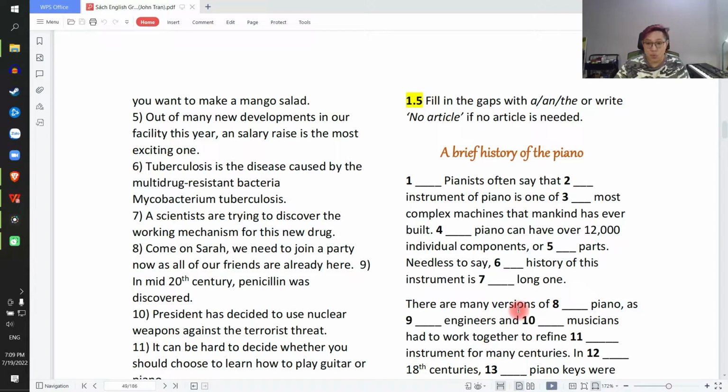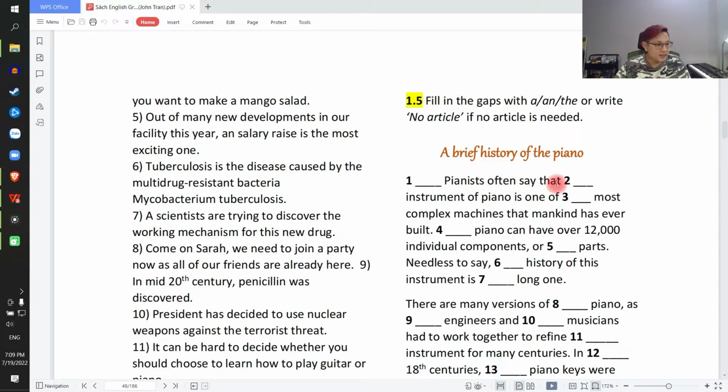Okay, so number 1, it's no article because we want to talk about pianists in general, not a particular group of pianists. So number 1, no article. Số 1 sẽ không có mạo từ, tại vì chỗ này nó nói về những nghệ sĩ piano hoặc là những người chơi piano nói chung, chứ không nói về một cái nhóm người chơi piano cụ thể nào.